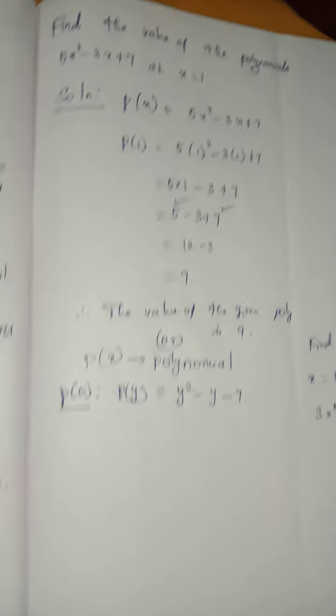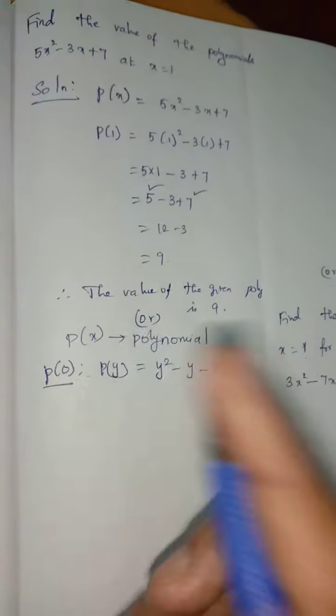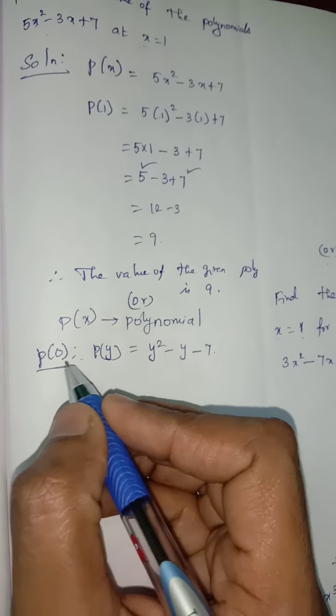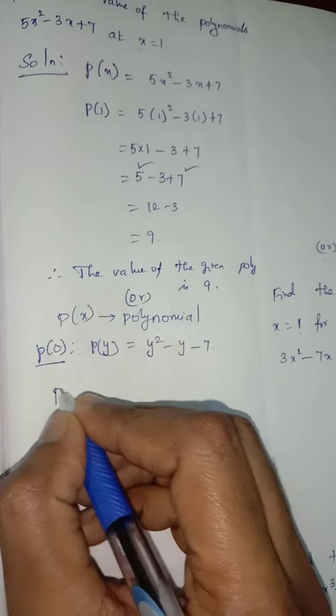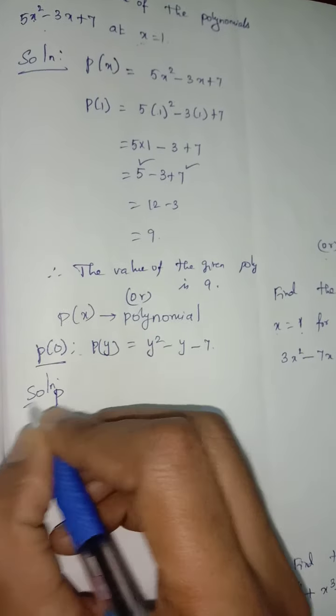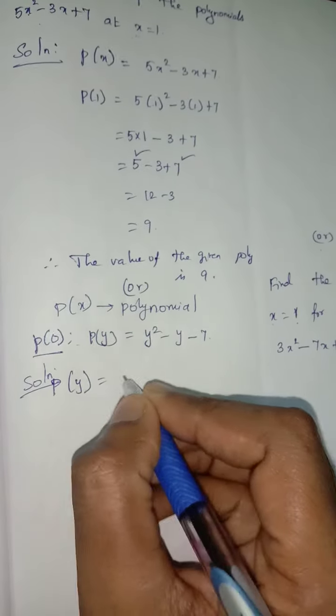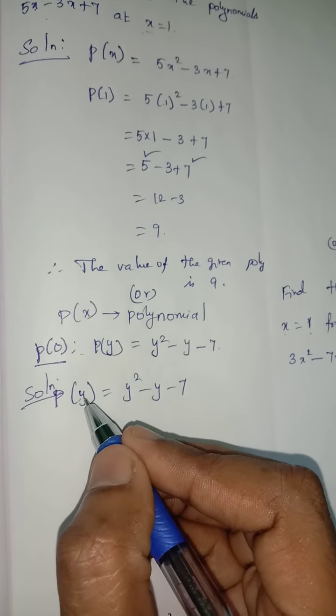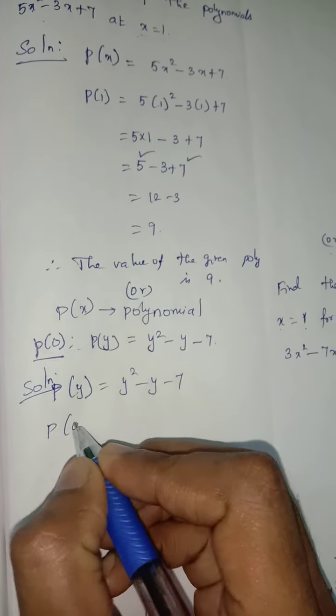It's all very simple. Same method, instead of giving the value like this, they gave it within a bracket. That's all. So what do we want to find? We want to write the polynomial p of y is equal to y square minus y minus 7. Here the variable is y. So instead of y, what do we want to substitute?